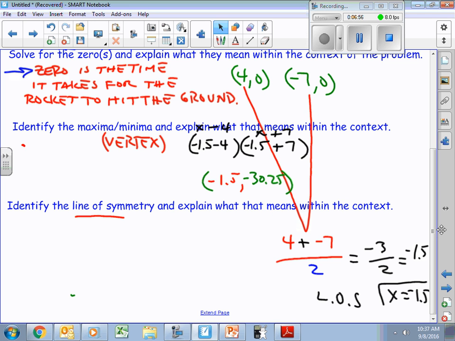Remember when you do your LOS, your line of symmetry, add, divide by 2. If it's a fraction, you'll have calculators to turn it into a decimal. But you must write out the equation. X equals the number, negative 1.5.